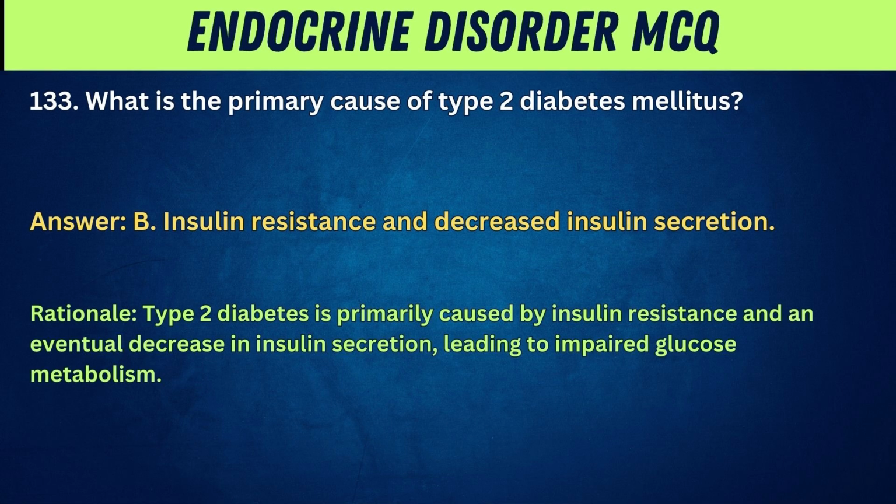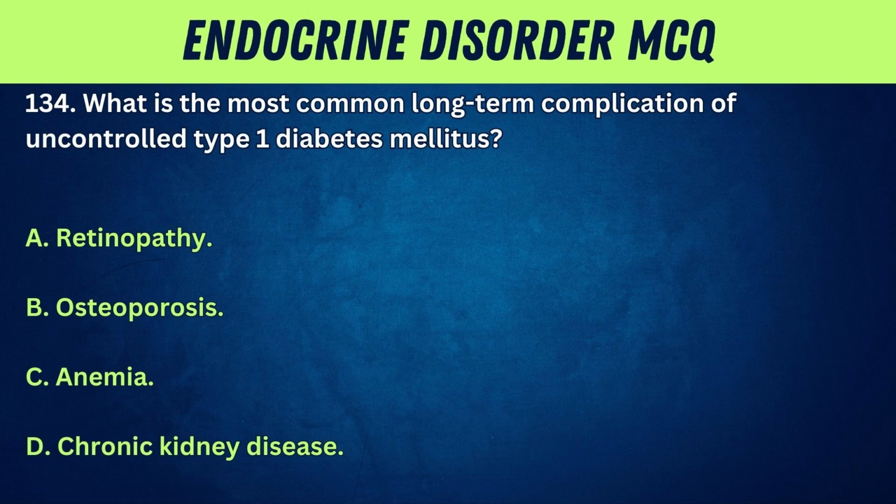Answer: B. Insulin resistance and decreased insulin secretion. Rationale: Type 2 diabetes is primarily caused by insulin resistance and an eventual decrease in insulin secretion, leading to impaired glucose metabolism. 134. What is the most common long-term complication of uncontrolled type 1 diabetes mellitus?